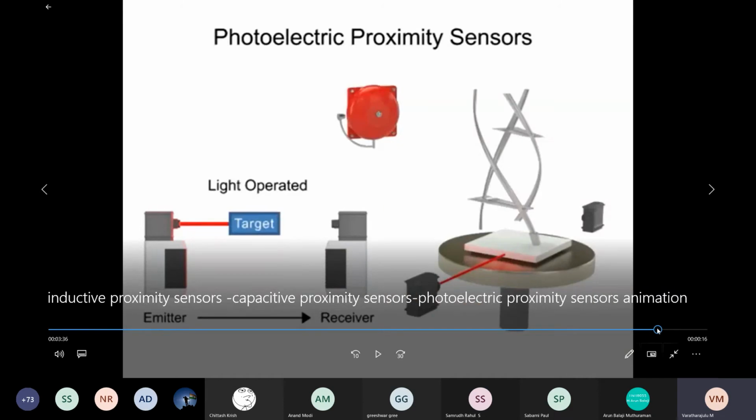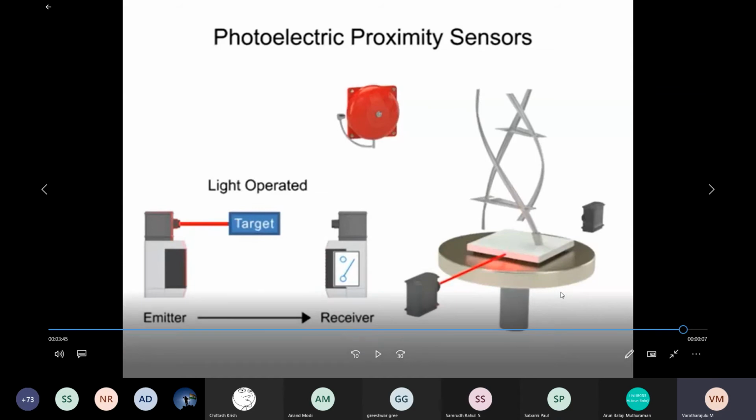You see here, when we have the light operated mode, we are working with some material. When material is in the base plate, it is in light operated mode. When this target moves, we get the signals and it goes back to dark operated mode. At that time the alarm will come. What the alarm says is we don't have any material to work with. This is about the photoelectric proximity sensors.